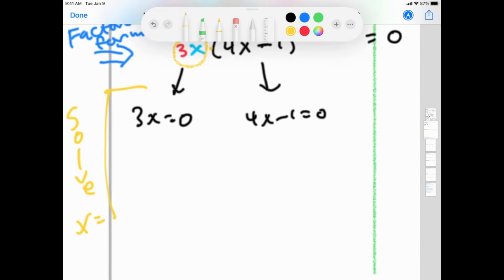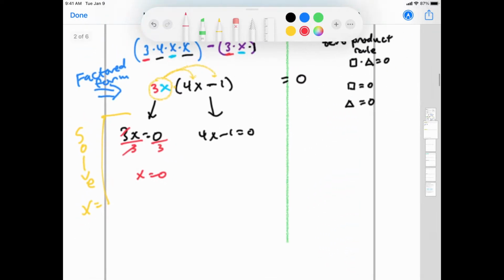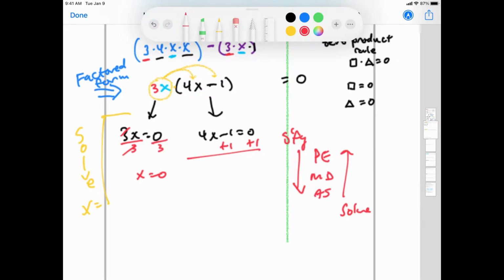I'm going to divide by 3 here. X is equal to 0. Remember, when you're solving, you're going to do PEMDAS backwards. This is my cool little trick. I hope you are simplifying, and then when you're going up here, you're solving. What does that mean? It tells you that if you're solving, do not divide first. And divide by 4, you're going to get x equals 1/4.